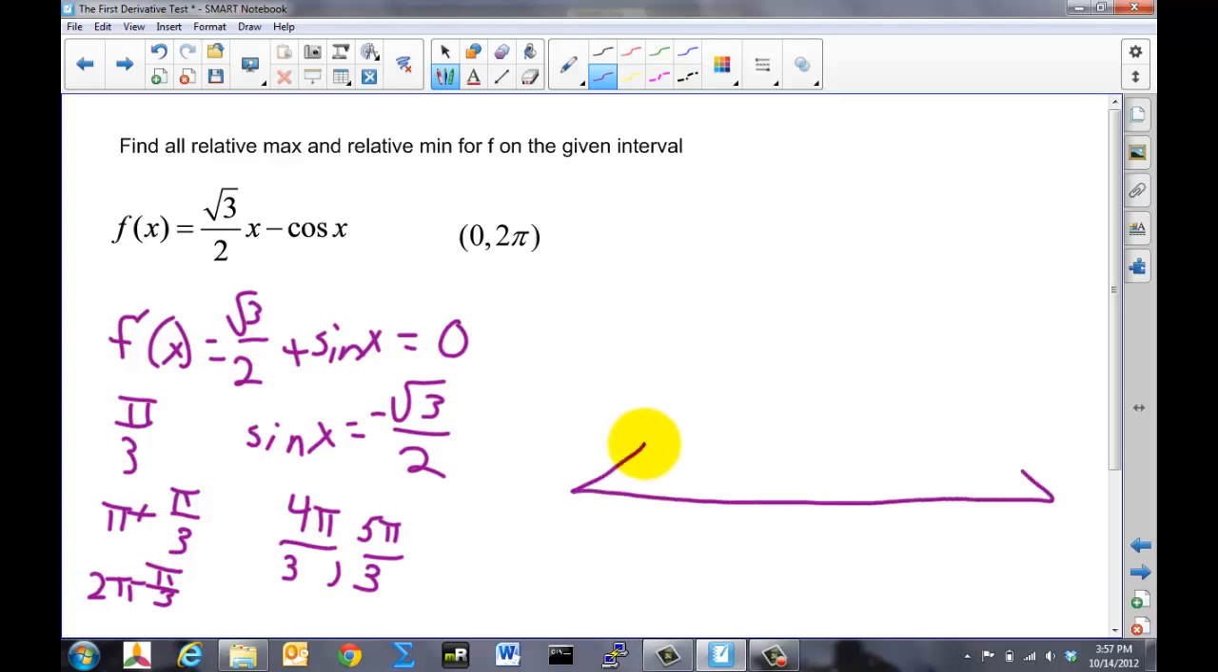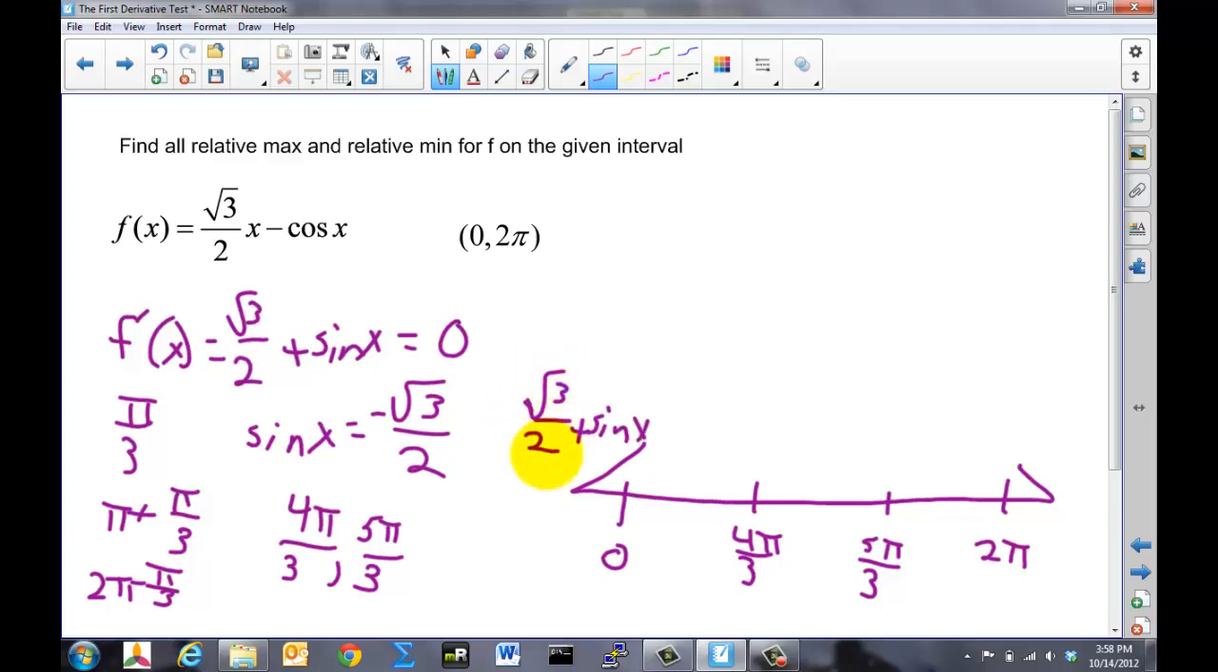Now we're going to do our sign line. Since we're given an interval from 0 to 2 pi, it's important that we put these on here as well, 0 and 2 pi. And now we've got 4 pi over 3, and we've got 5 pi over 3. The spacing is not really important here. So now we've got 4 different regions to look at. And we've only got one factor for our derivative: the square root of 3 over 2 plus the sine of x.